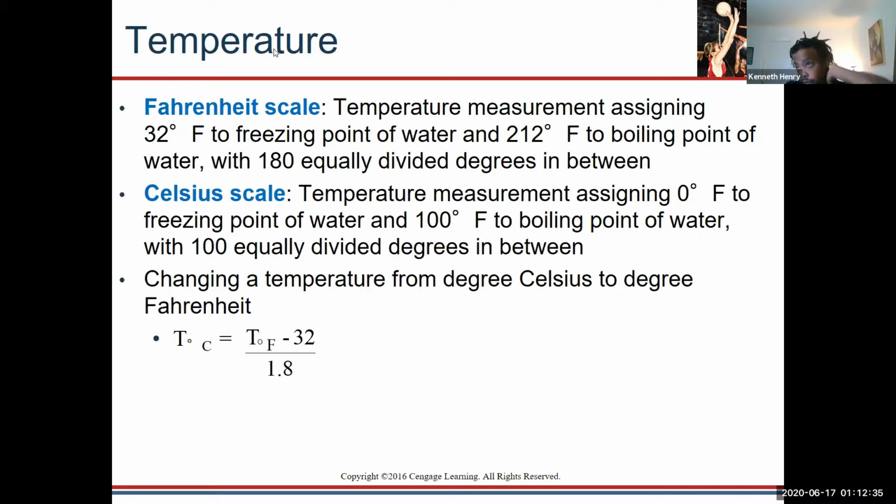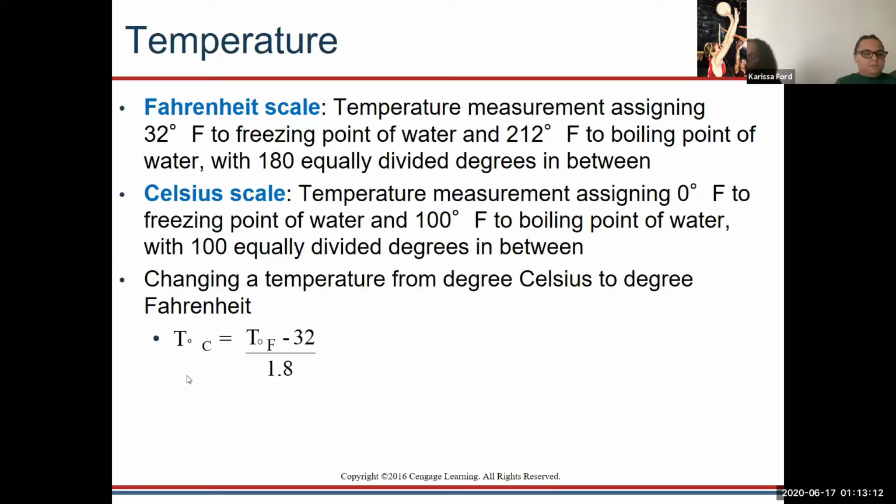Okay, so in the US, we often use what scale? Fahrenheit. We use Fahrenheit. So the rest of the world, and often in science, not always in science, we use Celsius, right? So the conversion for Celsius to Fahrenheit is this equation right here that you see in front of you. T degrees Celsius is the temperature in Celsius. T degrees Fahrenheit is the temperature in Fahrenheit. So temperature in Fahrenheit minus 32 divided by 1.8 equals degrees Celsius.